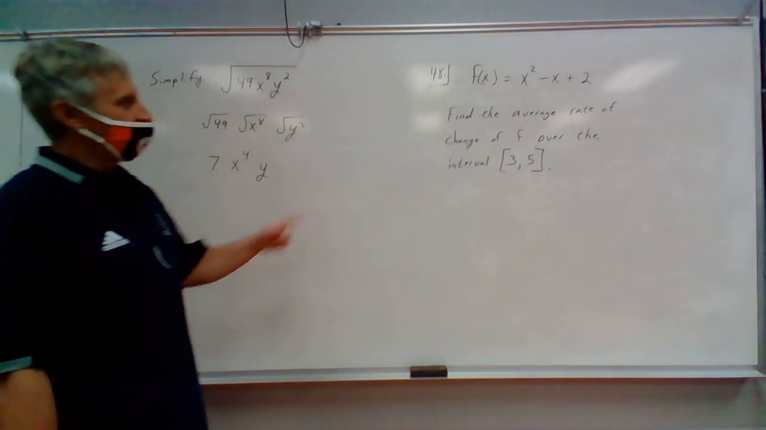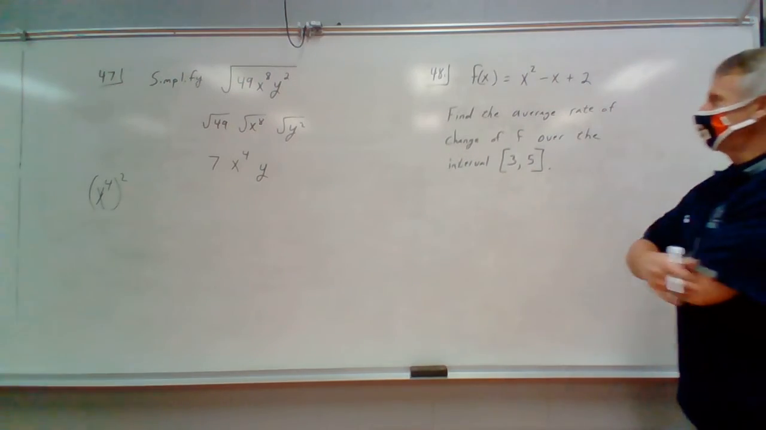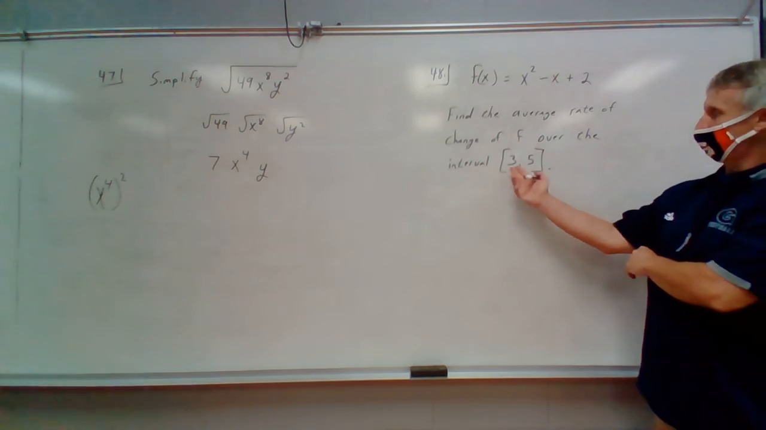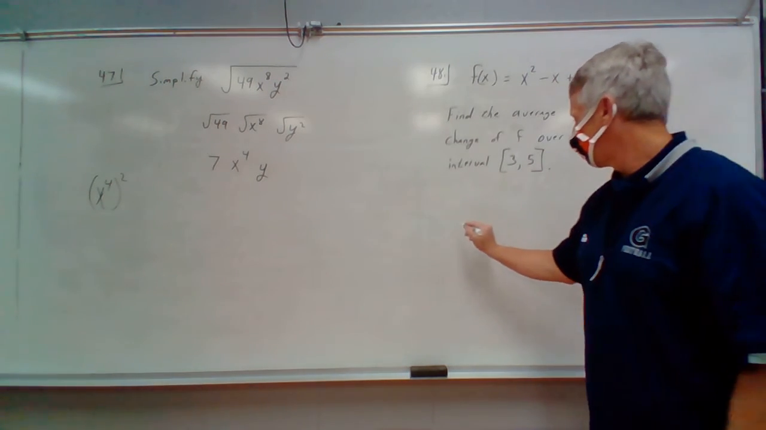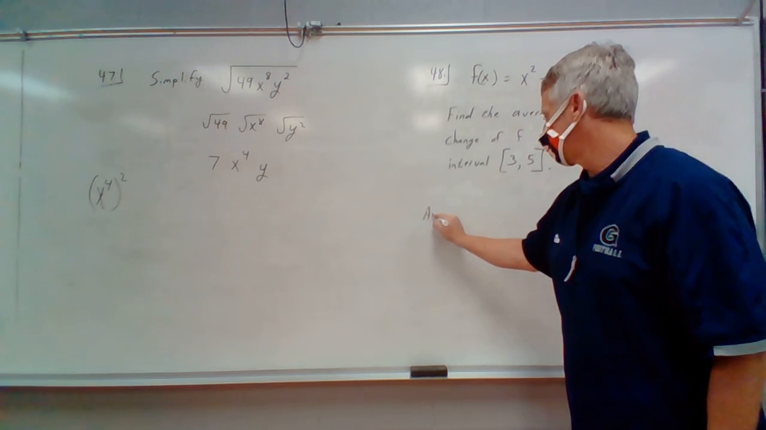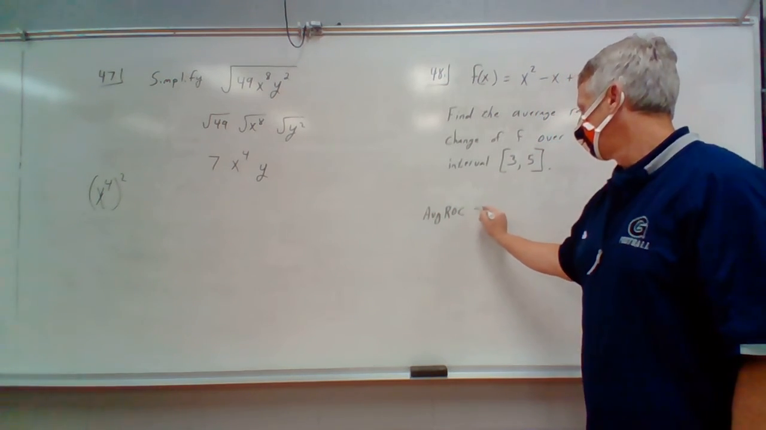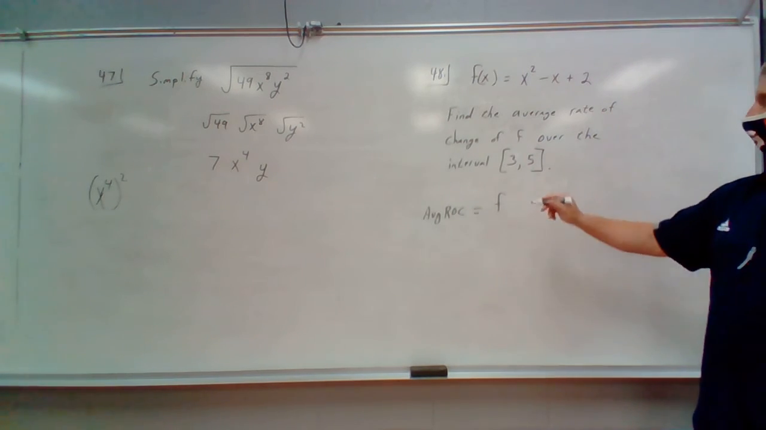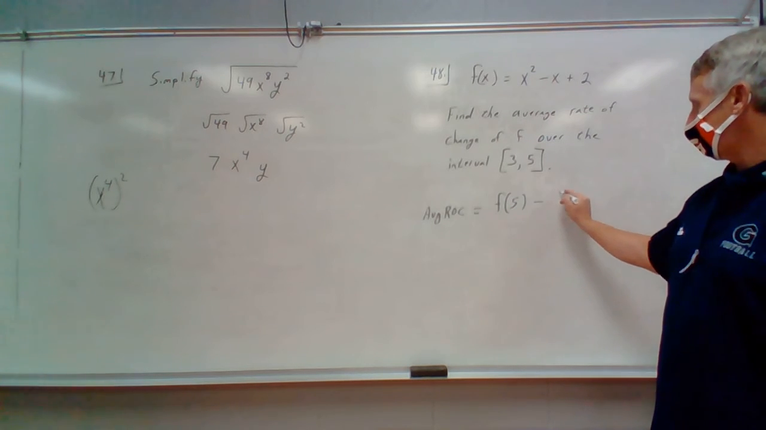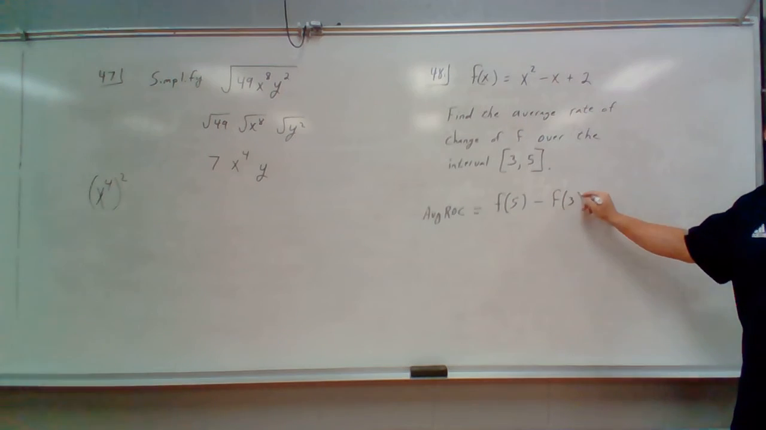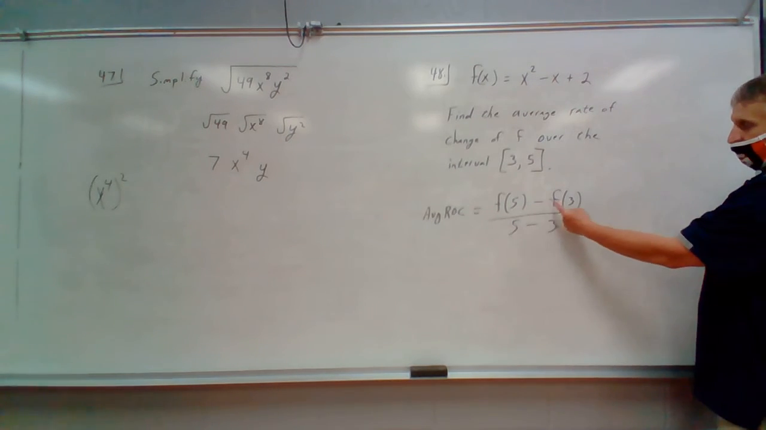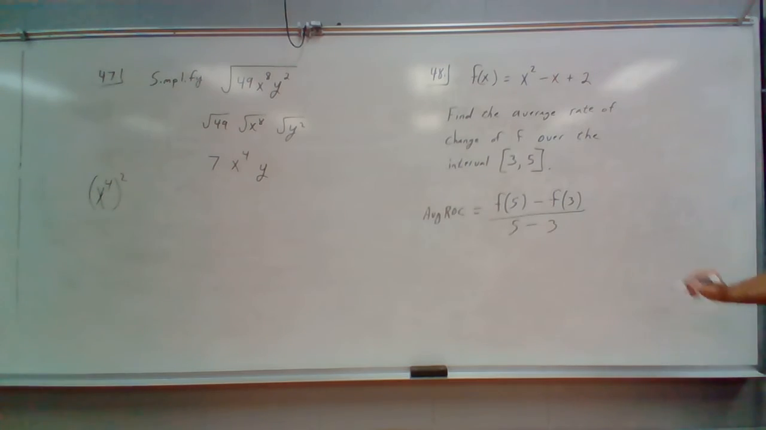All right, find the average rate of change. Remember, the average rate of change is just the slope of the secant line that goes through those points. So the average rate of change, remember our definition to that was f of x2, which would be 5, minus f of x1, which would be 3, all over 5 minus 3. So y2 minus y1 over x2 minus x1. It's just the slope. All right, so then it's all just plugging numbers in.